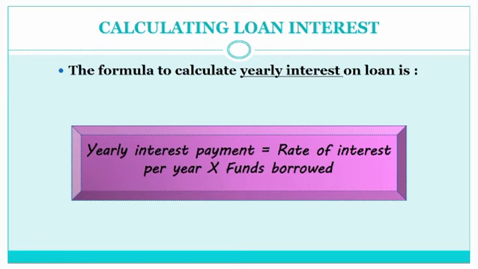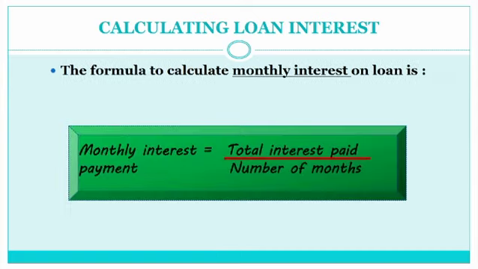Calculating loan interest. The formula to calculate yearly interest on loan is yearly interest payment is equal to rate of interest per year times the funds borrowed. The formula to calculate monthly interest on loan is monthly interest payment is equal to total interest paid divided by the number of months.